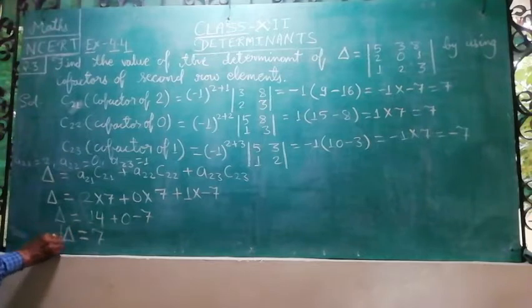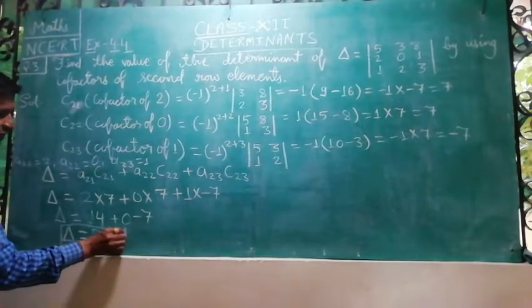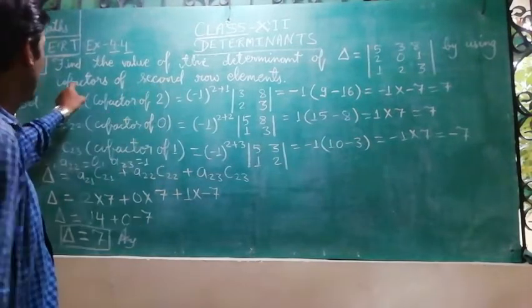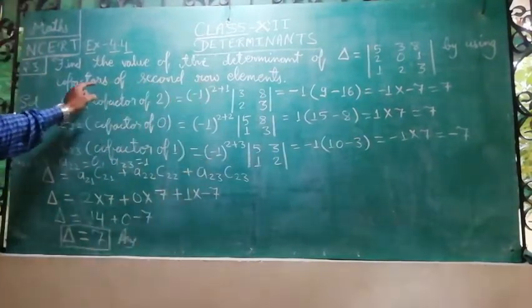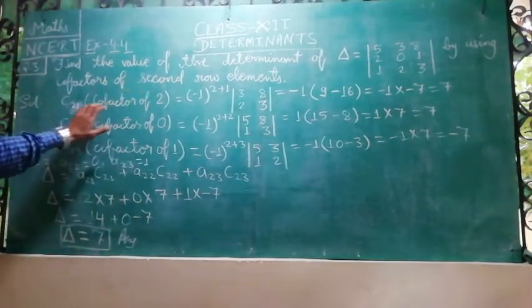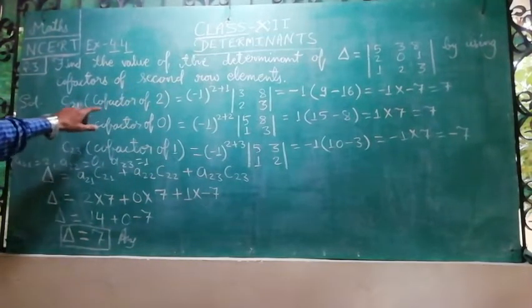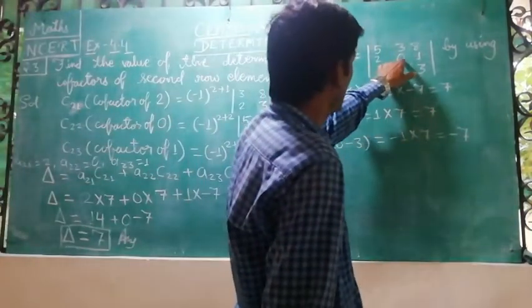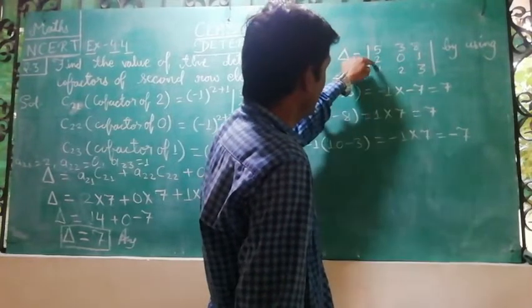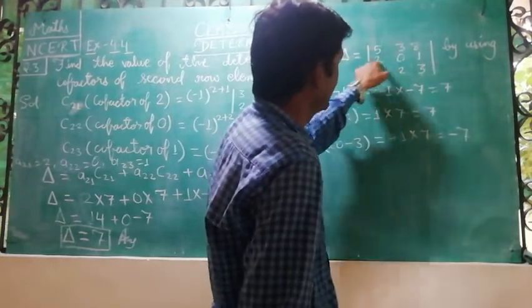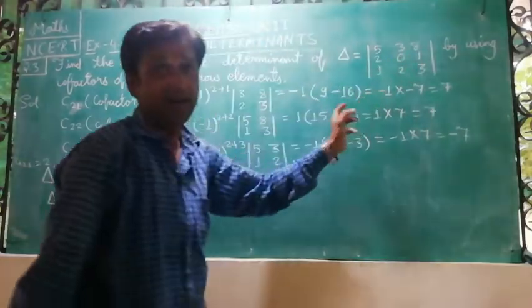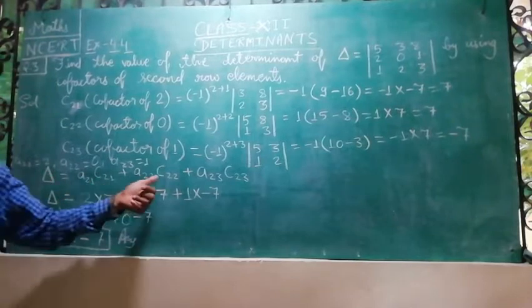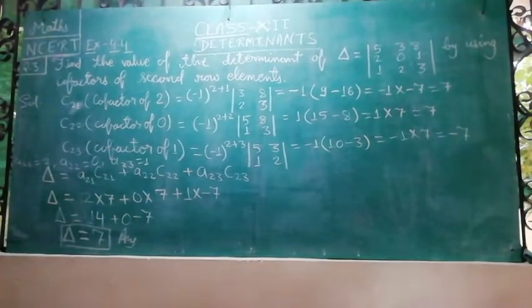This is the way to find the determinant by using second row cofactors. It is mentioned which row cofactors should be used: second row elements' cofactors will be used. So A21, A22 and A23 are the second row first element, second row second element, and second row third element, that is 2, 0, 1. These cofactors are required, and this is the formula for determining the determinant. So this question is now over.